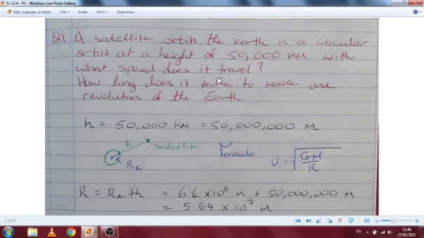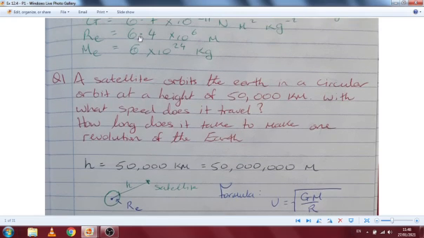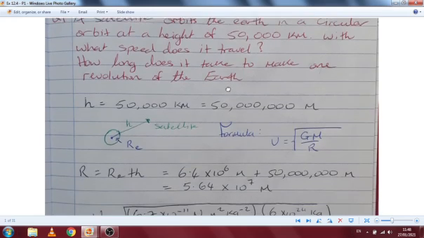So it tells us the height above the Earth is 50,000 kilometers, which is 50 million meters. And that's the only information we're given, and thankfully that's the only information we need. So if we look at this, we have the radius of the Earth plus the height. That's why doing a diagram is useful, because you could have just taken that figure. You also need to add in the radius of the Earth, the 6.4 by 10 to the 6.